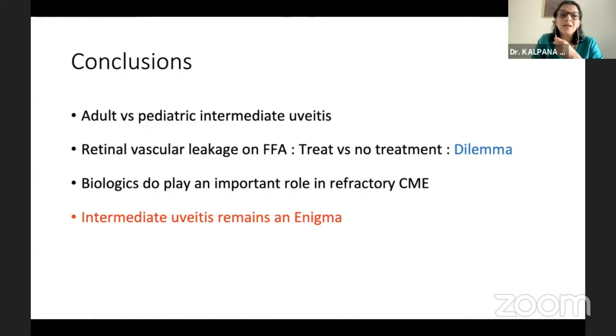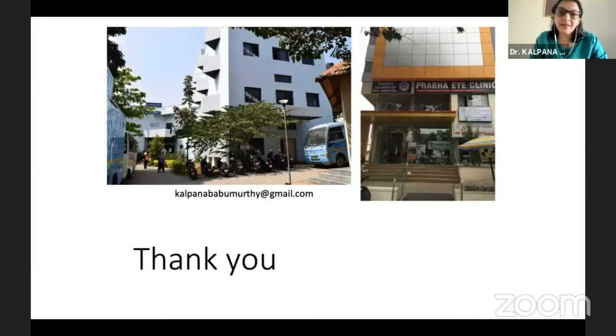So to conclude, adult versus pediatric intermediate uveitis, again, this is a big challenge. Adult patients usually do well, unlike our pediatric counterparts. Definitely, with fluorescein angiography, we are seeing these retinal vascular leakages, which has also left us with a dilemma. Do we treat them or shouldn't we treat them, especially when the vision is good? However, we do know that biologics have played a very important role in patients with refractory cystoid macular edema. So intermediate uveitis still, to me, remains a big enigma, and only time will tell if we can really get better with time. I thank you all for a patient hearing.